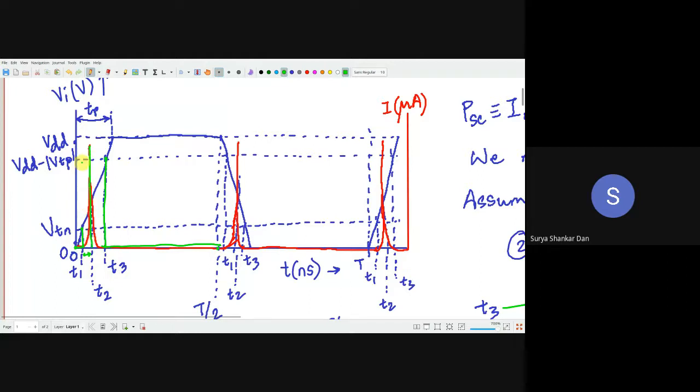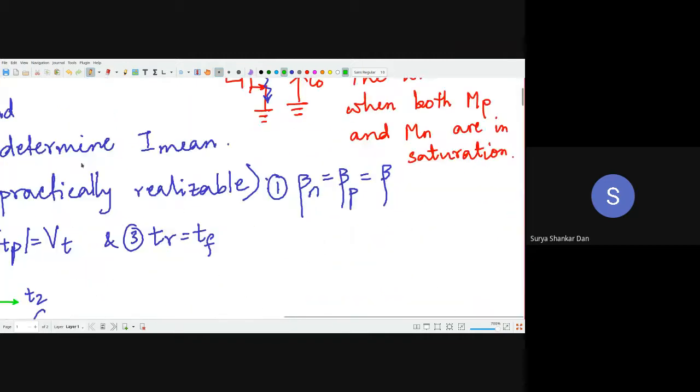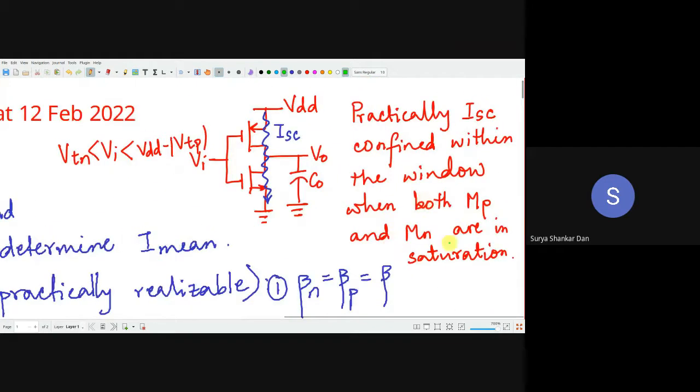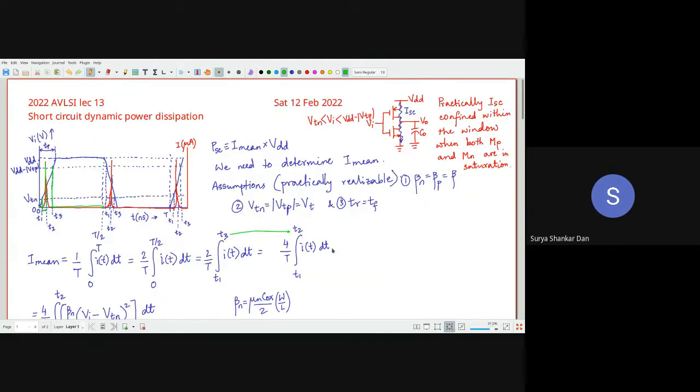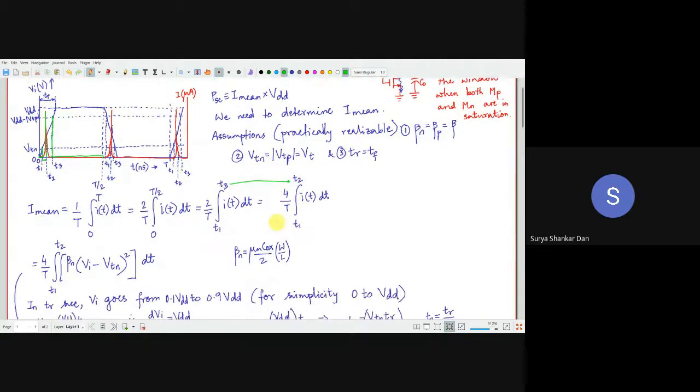So why does this approximation even hold true? Because as I said, practically the entire short circuit component is confined within the window when both the transistors are in saturation. So that is how we are able to approximate this IT only in beta. I can remove this n over here, remember, but it will be simply the same beta when both the transistors are in saturation. Fine, Ashok, am I able to explain?